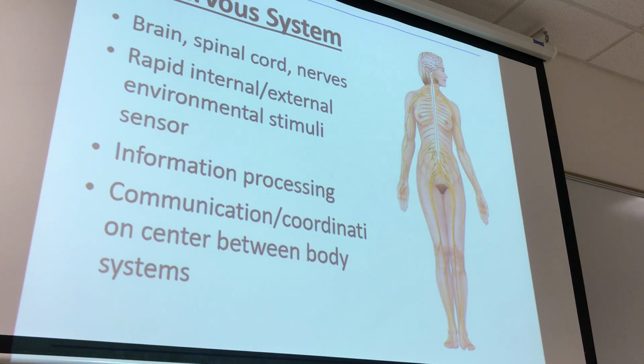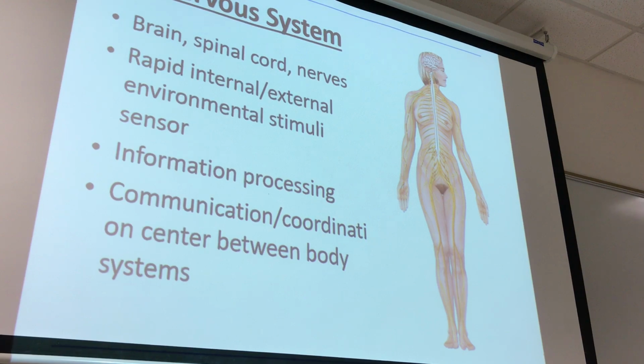With regards to what the nervous system does, the nervous system does 3 very important functions. Function number 1, the nervous system detects changes in the body. So rapid, internal, external, environmental stimuli sensor. What that means, that's just a fancy way of saying your nervous system detects changes in the body. We get too hot, we get too cold, we have a stomachache, something's moving through our esophagus, we're walking and we can feel a pebble in our shoe. These are all things that we detect because the nervous system detects changes in the body.